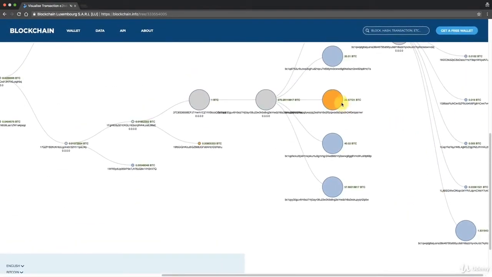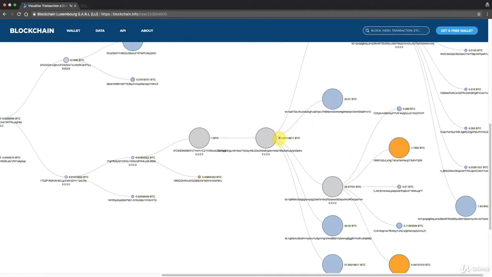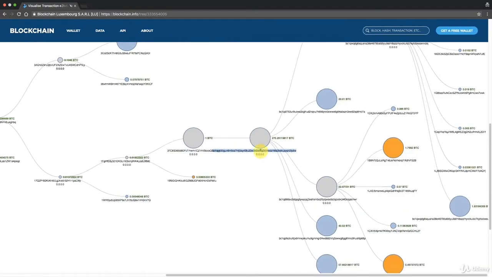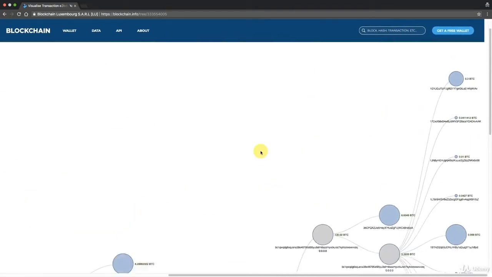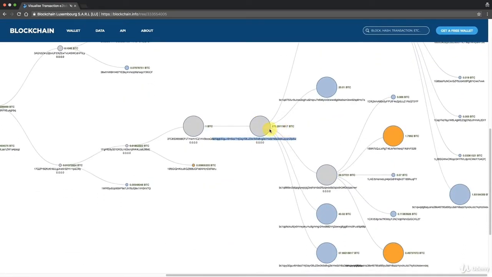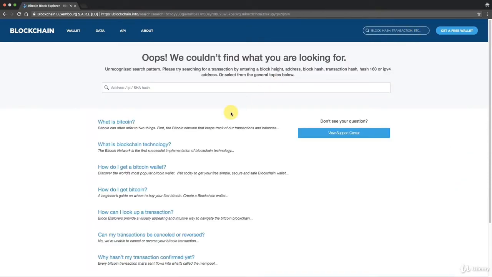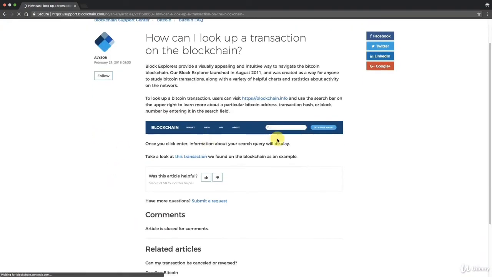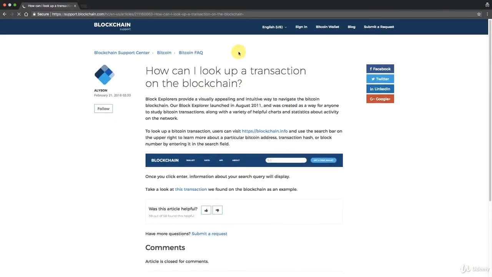So this is pretty cool, isn't it? You can explore, and at any point in time you could probably look up this transaction somehow, I guess. Maybe we can try putting it in here. Nope. All right, so that didn't work like that. Well, I actually thought you could look them up here. All right, well, how can I look up a transaction? It's supposed to work like that. Okay, well, no worries.